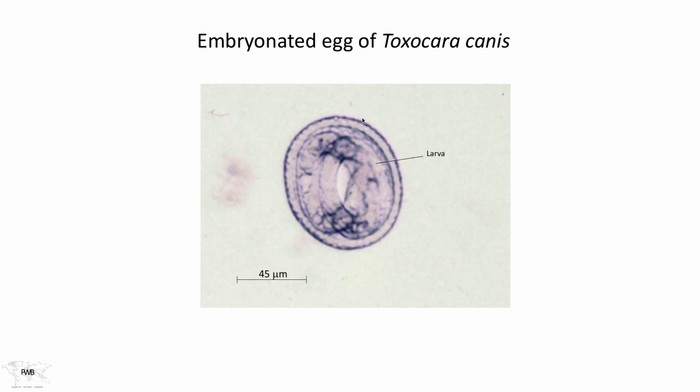And here is the embryonated egg. Unlike the Ascaris egg, the outer coating of this egg is smooth, so it's easy to distinguish. It's common in soils throughout the world where you would look in, say, an urban park like Central Park or Hyde Park, or many of the other parks around the world.